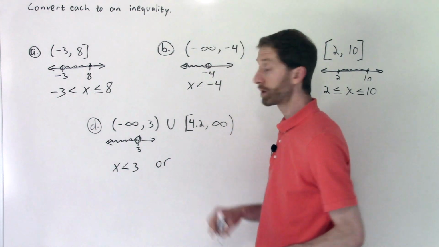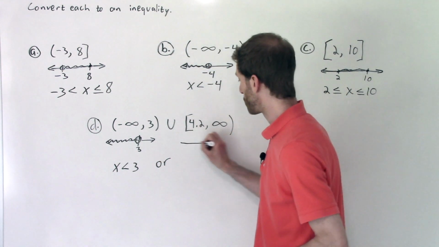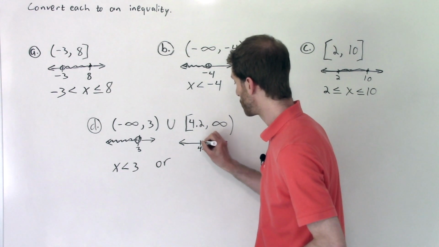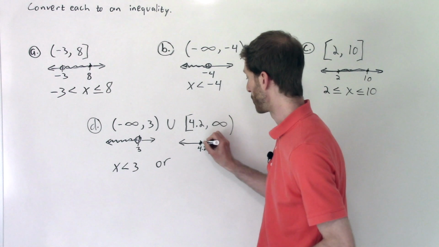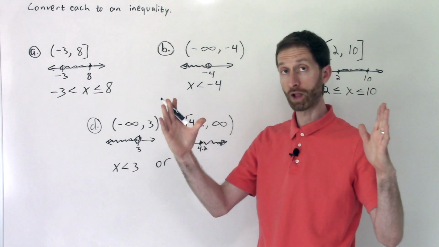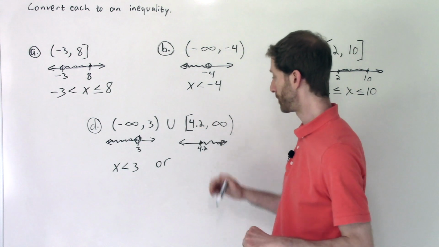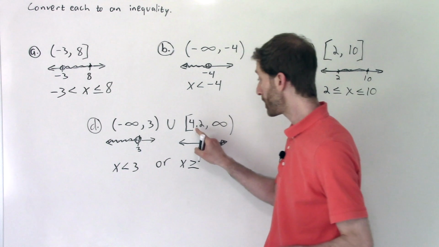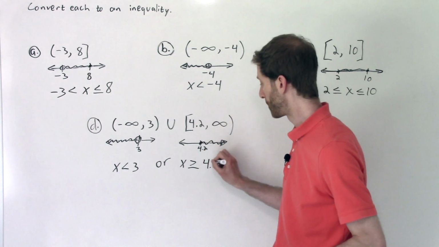Or, and now we look here. Well, this is going to be a number line starting at 4.2, including 4.2, and then moving off to the right towards infinity. Again, taking the number line and condensing it from 4.2 to infinity. So that's going to be x is greater than or equal to 4.2.